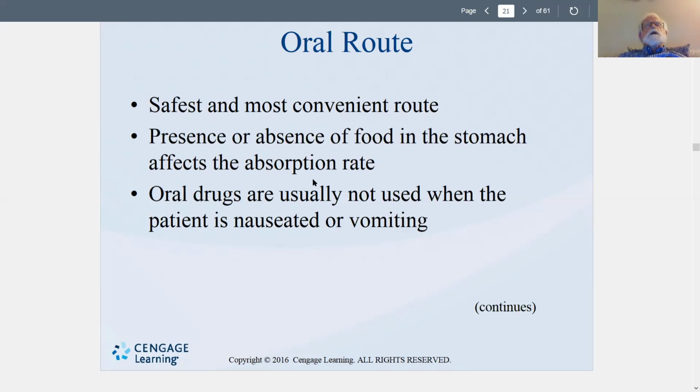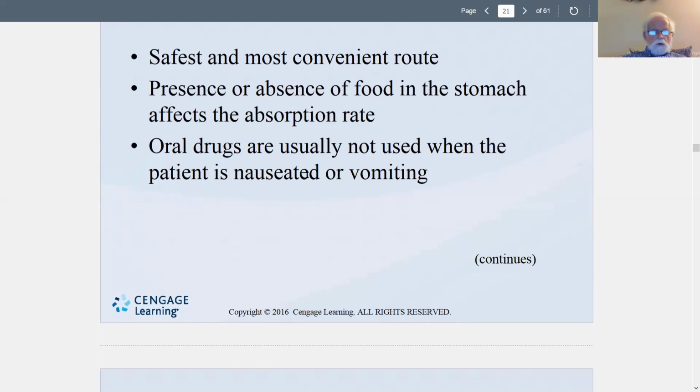It may be the safest because you're not penetrating the skin, you're not shoving something into a body orifice that doesn't belong there, or anything else. It's safer to use the oral route. It's also convenient. We follow clean technique, and you remember that from asepsis, but we don't have to use sterile technique. So the oral route is that.